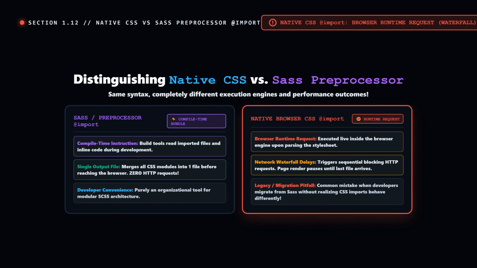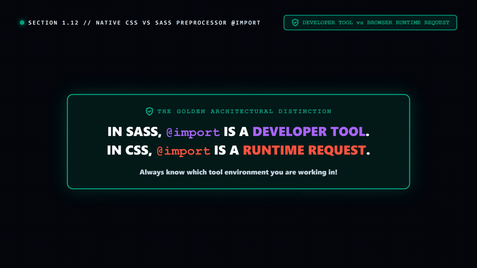But the native CSS @import that runs in the browser is a runtime request, and it's subject to all the waterfall delays we just described. When you see CSS @import in the wild, it often comes from legacy code or from developers who migrated from Sass and didn't realize the difference. Know which one you're dealing with.